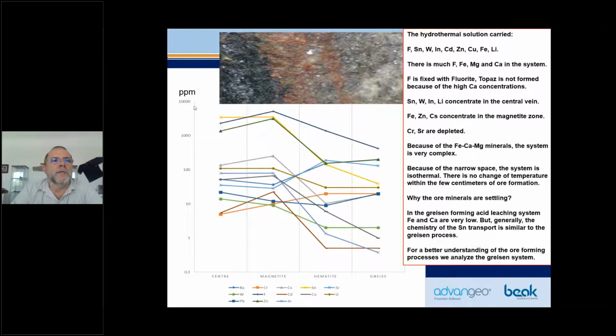So this little diagram, or chart, shows us the central quartz and the cassiterite, the magnetite rim, the hematite rim, and the gneiss. Some elements are enriched, like, for instance, here, tungsten, or tin, and other elements have their maximum here in this magnetite zone. But it's a very, very strong zoning. So iron, zinc, and cesium concentrate in the magnetite zone, for instance, and other elements are depleted, meaning dissolved and moved away by the hydrothermal solution seeping from here through the rocks. And once the solution has reached the gneiss, it is in equilibrium with the gneiss and cannot create any more chemical reactions.